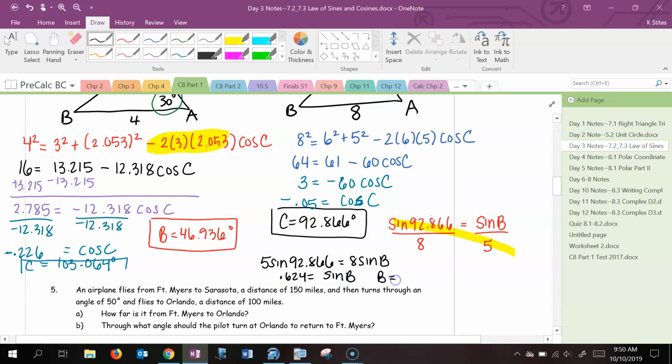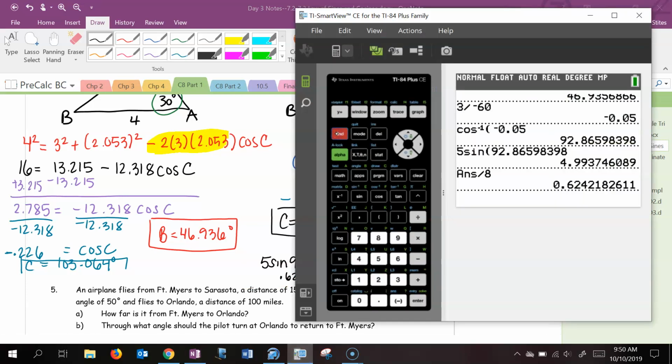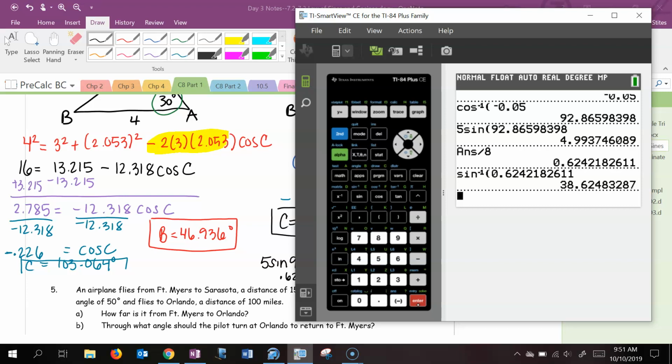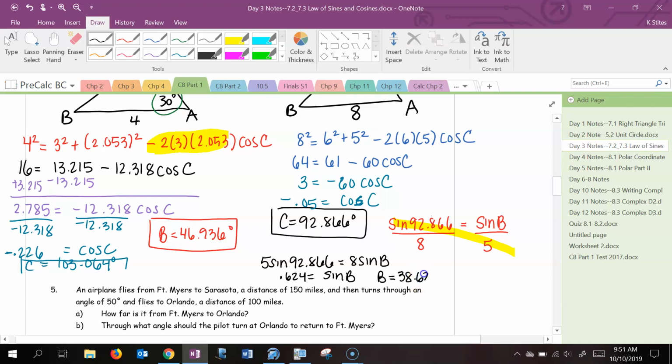So to find angle B, we will need to do the inverse sine. And we'll get 38.625 degrees. So if we just think about the unit circle a little bit, this is saying the sine of our angle is 0.624. 0.624 is a little over a half, okay? The angle that has a sine of 1/2 would be 30 degrees. So since this sine is a little larger, we can assume our angle will be a little larger than 30 degrees, which it is. Okay?